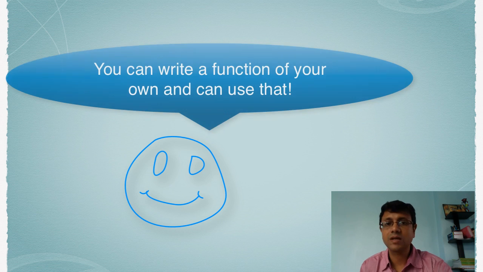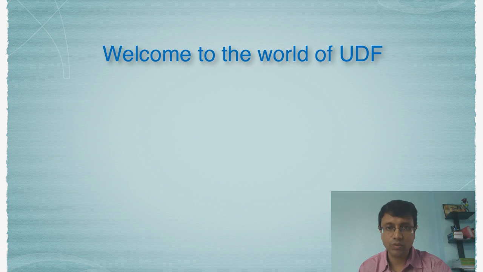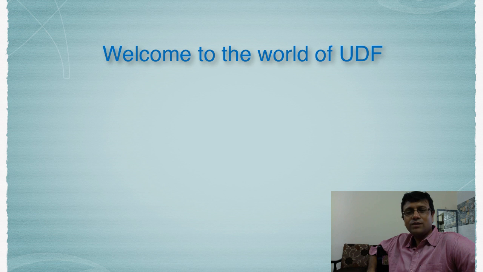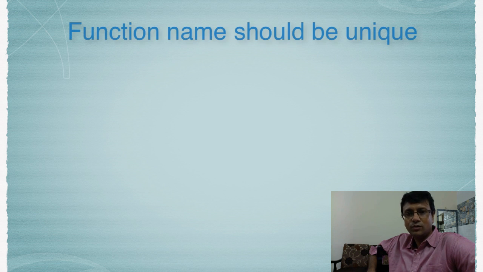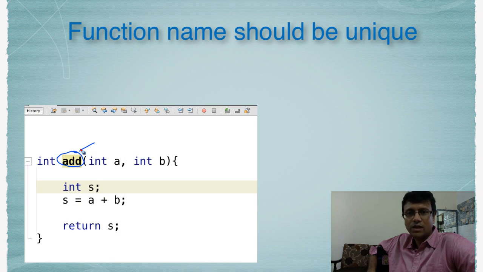So often we need to write such functions according to the needs of the program, and such functions are called user-defined functions. So here we are. We need to learn how to write user-defined functions in our program. While writing a function, first of all, we need to provide a name for the function. And as far as C programming goes, the name of the function has to be unique. We cannot have duplicate names for functions.